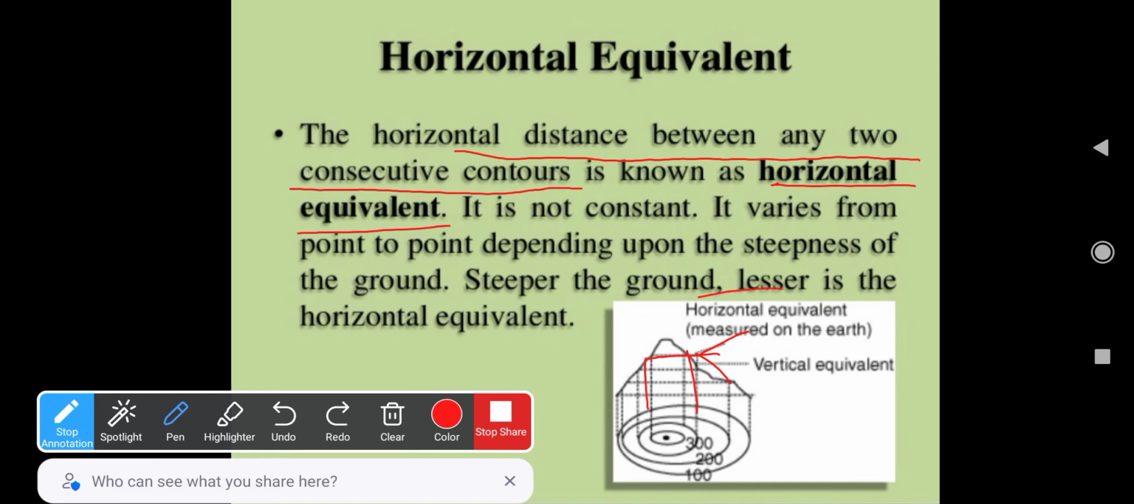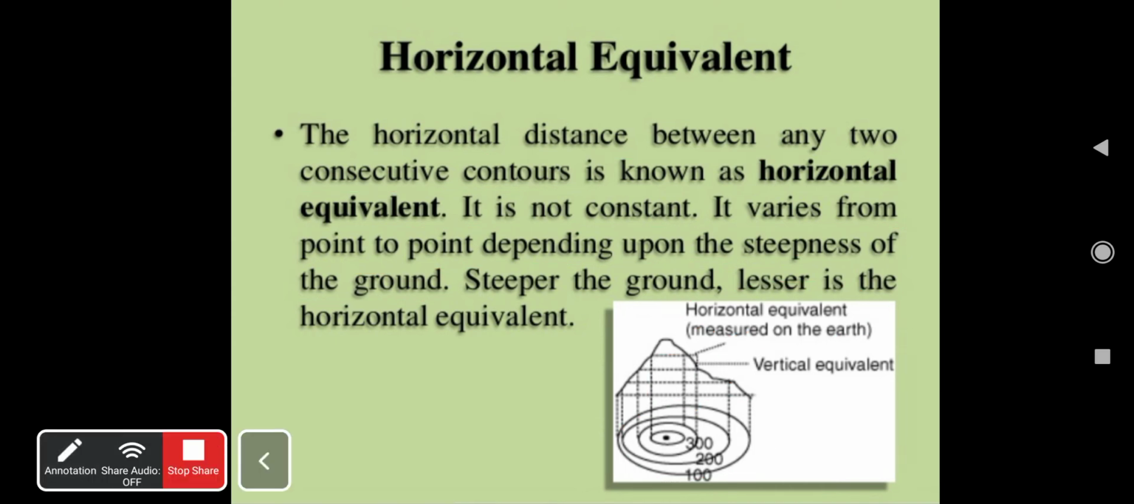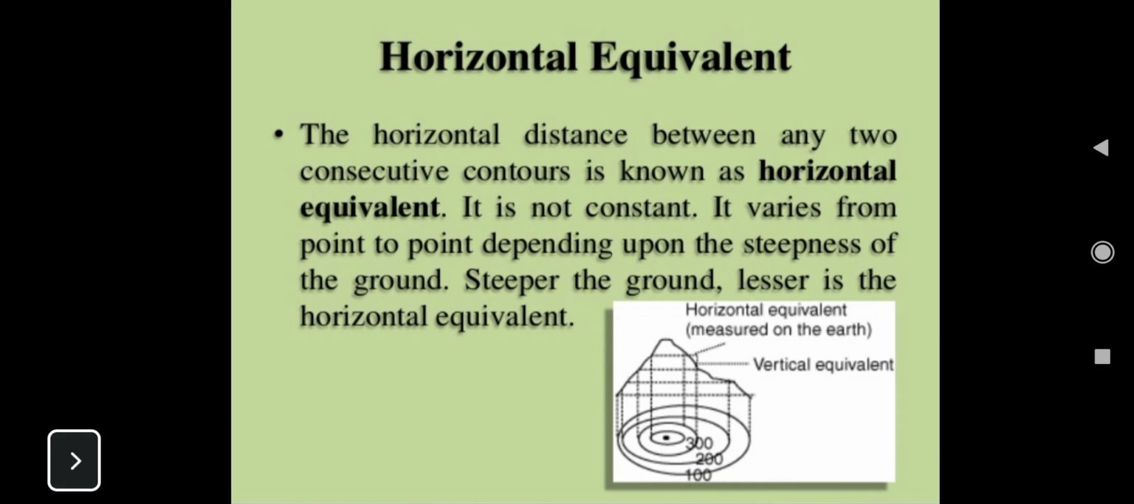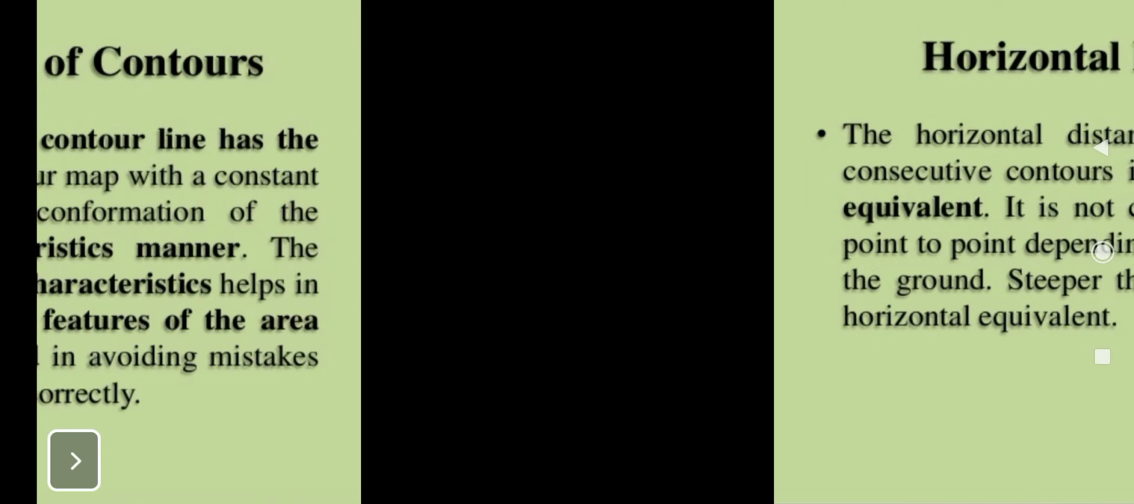Here you can see in the image, right? For this area it has been given. It is not always constant, it varies depending upon the steepness of the ground. The steeper the ground, the lesser is the horizontal equivalent. So it depends on where we are cutting, that is known as the horizontal equivalent, when there is equal spacing in the horizontal line of the contours which have been cut.